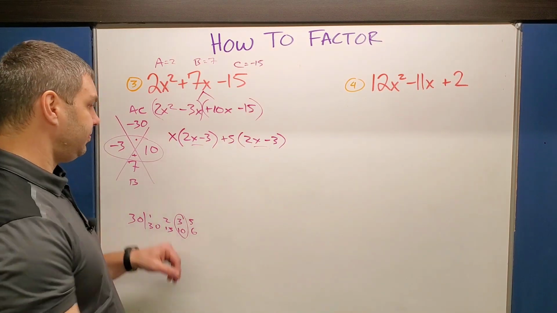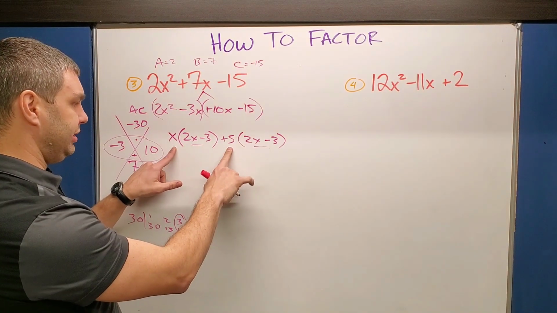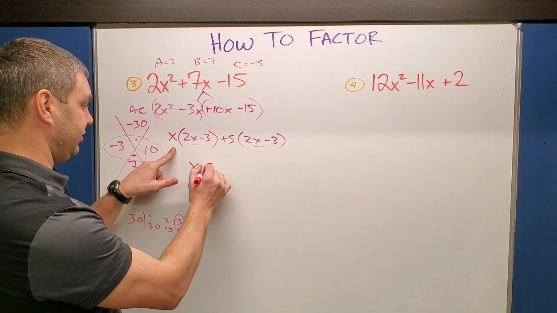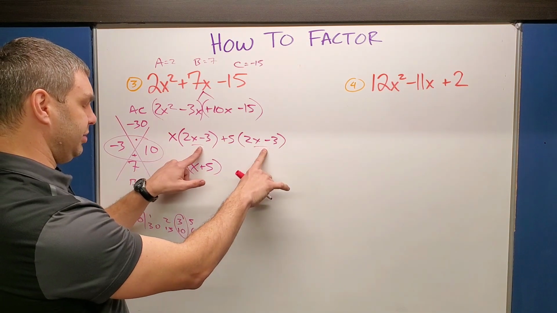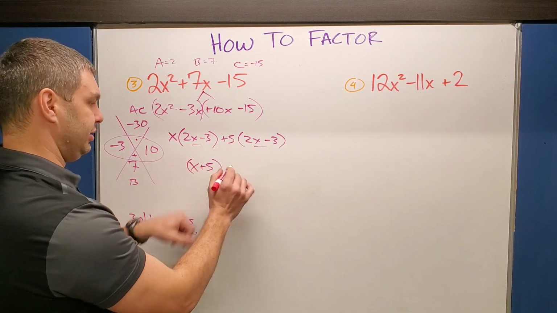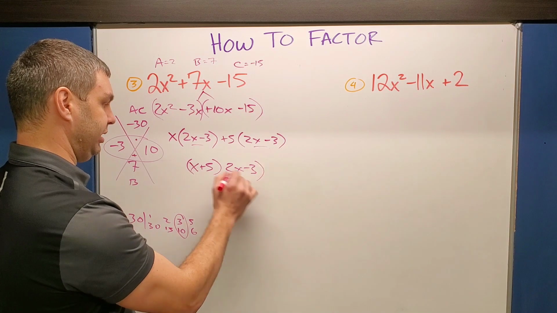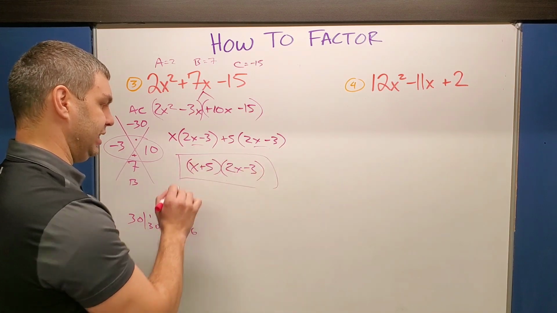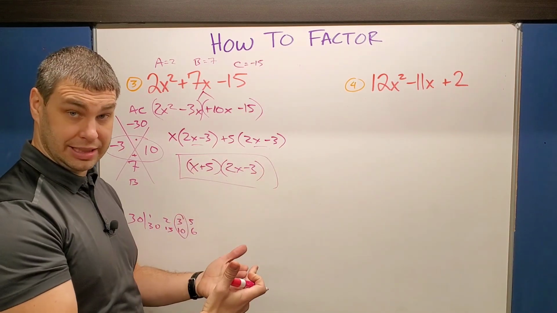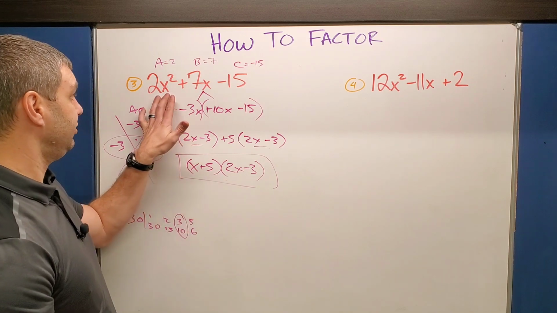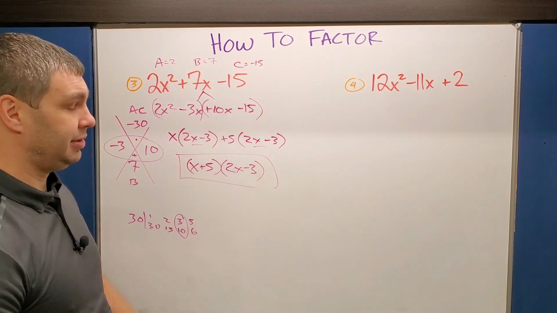How do I write the answer? I'm going to take the parts that are not in the parentheses, say x plus 5. And I'm also going to take the parts that are in the parentheses, but I'm only going to write them once. I'm going to say 2x minus 3. So this is now my answer. And if I were to multiply that back together, I would in fact get 2x squared plus 7x minus 15.